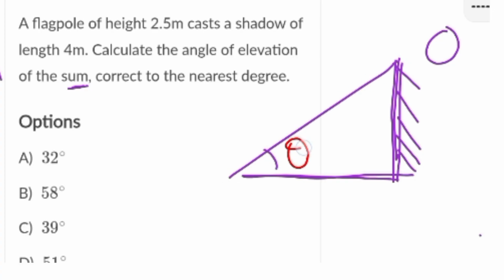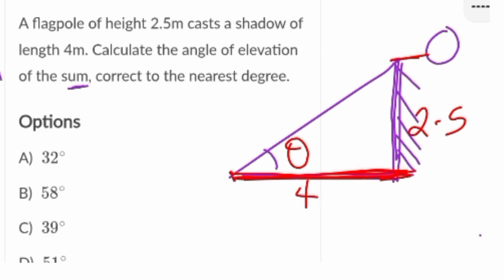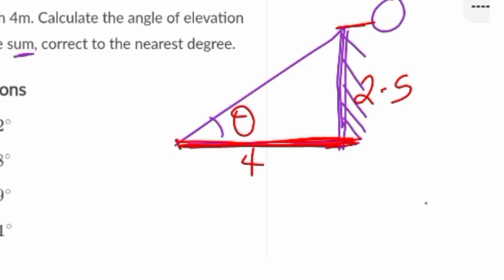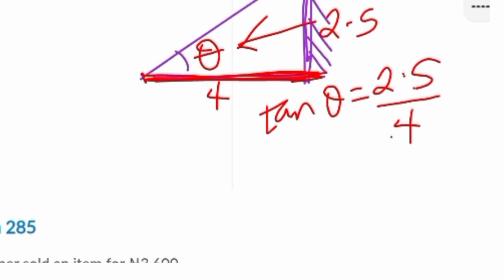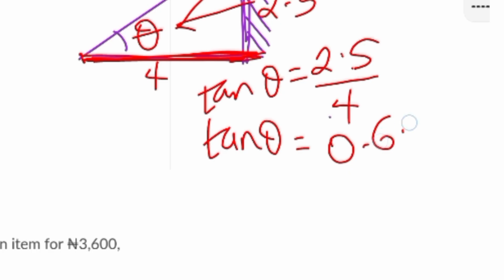This angle theta. So the height of the flagpole is 2.5. That means this space is 2.5. From here to here is 2.5. The length of the shadow is this distance here. That one is 4. So if you use your SOH CAH TOA, that will be tan theta. This angle that is here will be equals to the vertical one, that's opposite. This is the opposite here. That will be 2.5. So you're going to divide this by 4, which is the adjacent. So 2.5 divided by 4 will give you 0.625.